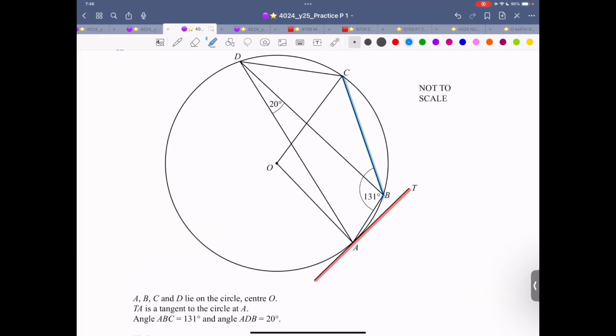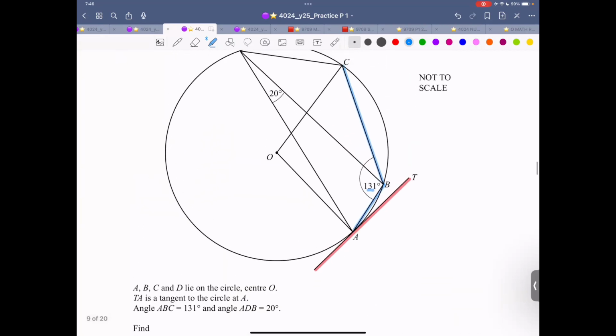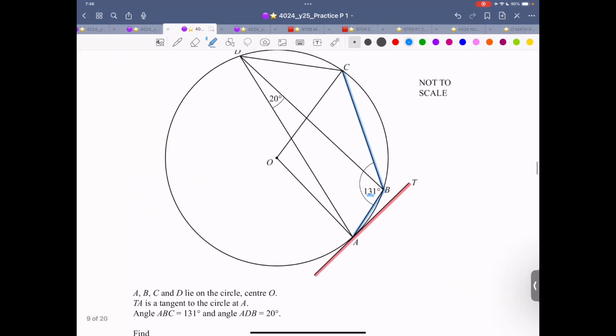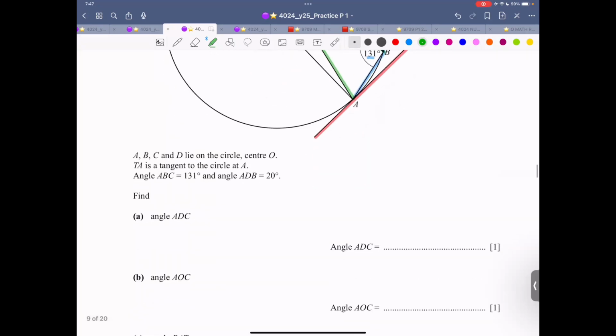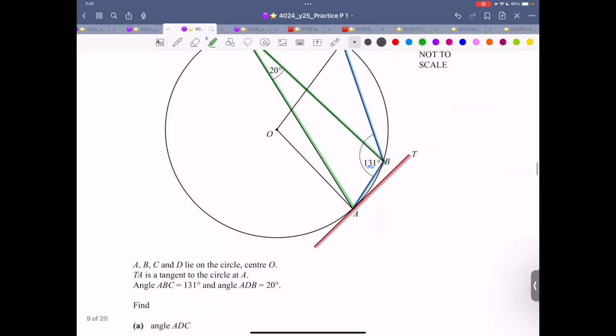So this is 131 over here. And then it says ADB is 20, ADB is 20. So let me draw these lines like this, and let me draw it like this. Now, what else is there? Then it says find angle ADC.